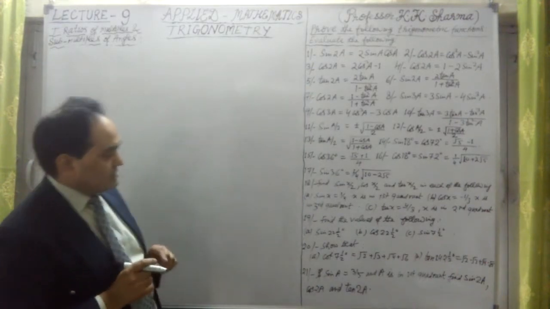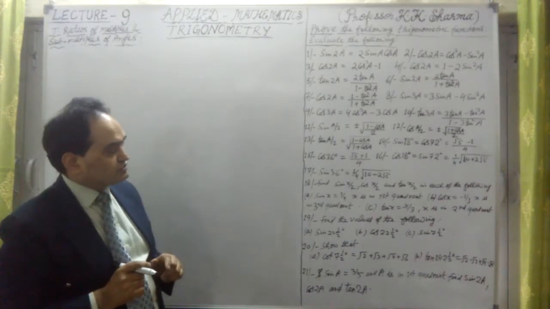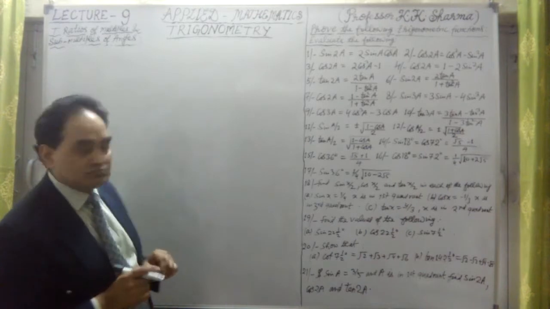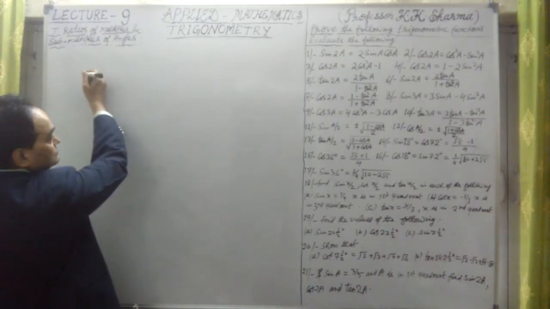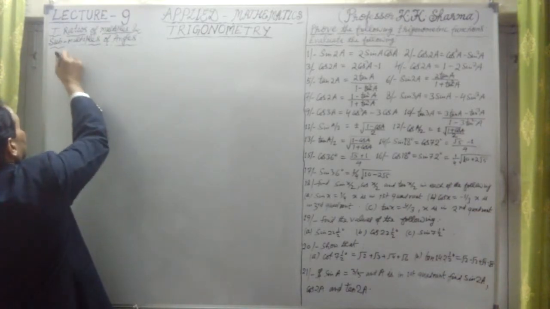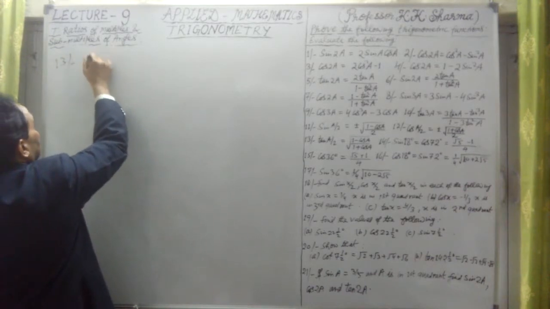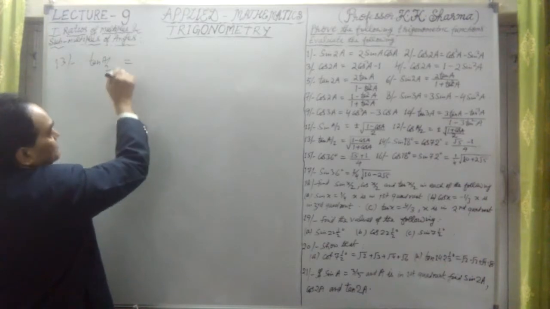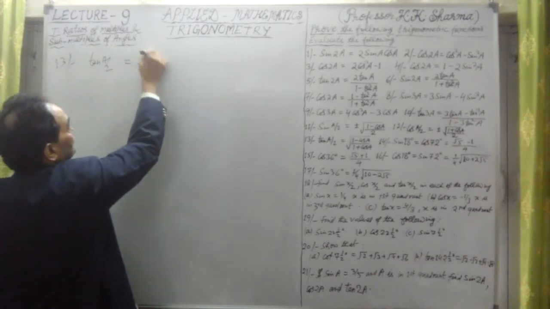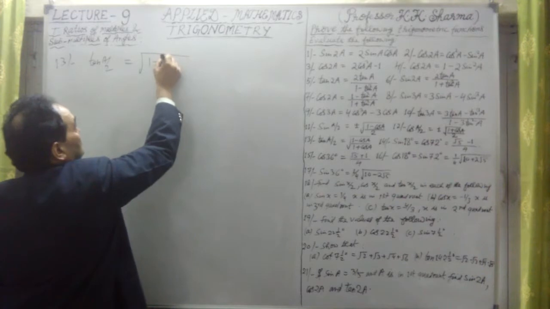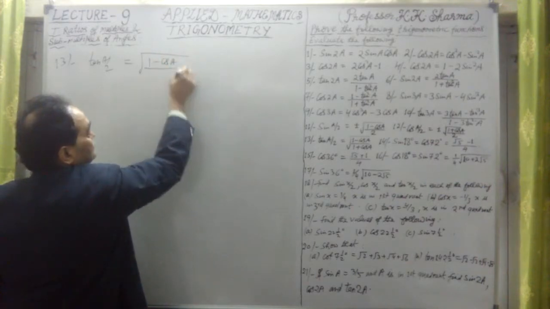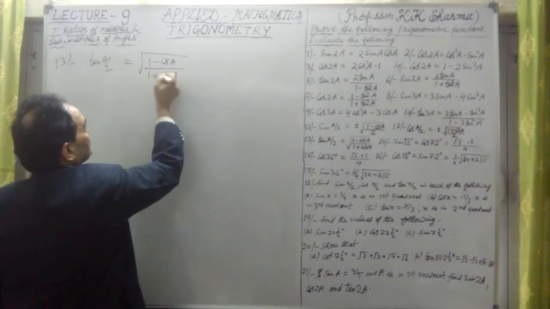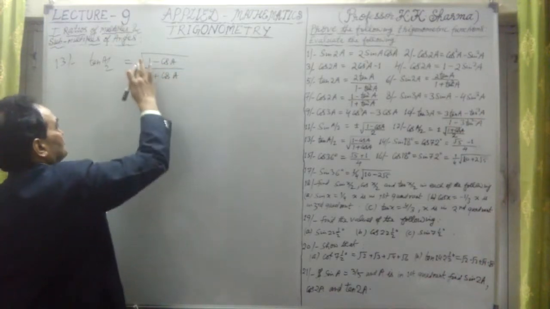Now come to the point. Next question, taking question number 13: tan A by 2. We have to prove that tan A by 2 is equal to under root of (1 minus cos A) upon (1 plus cos A). This is what we have to prove.